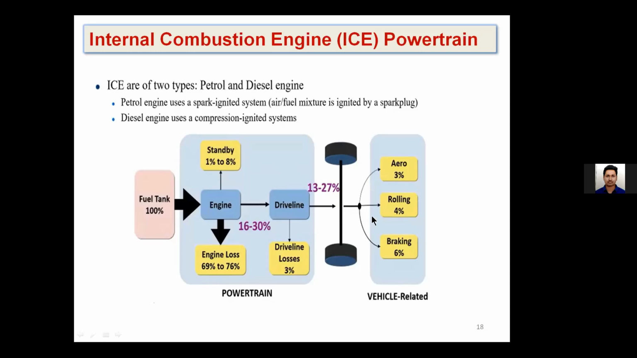Similarly, at the wheels, we have various parameters, that is aerodynamic drag, rolling resistance, and braking resistance, so friction and other things. Here you have around 13 to 27%. Even while transmitting through the driveline, again we have around 3% loss. So this is your powertrain, and this is the vehicle-related part. These are the losses associated with the conventional engine.